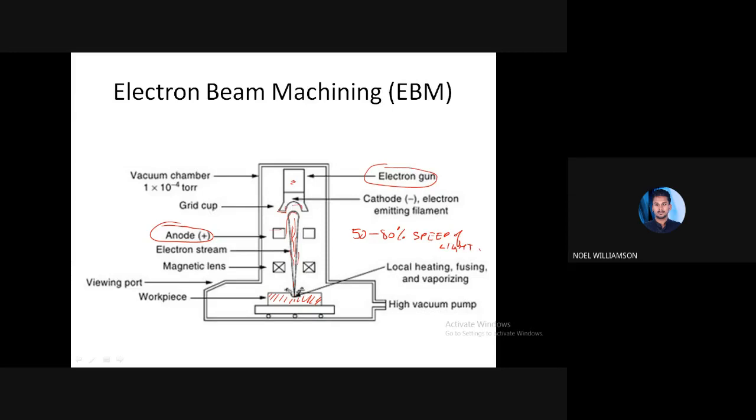So these electrons are impinging on the workpiece at 50 to 80% of the speed of light. At that speed, they impact the workpiece, and as a result the kinetic energy is converted into thermal energy in this small portion. The metal will be in a molten state, or it will become vaporized and be removed. So this is the basic mechanism of electron beam machining.